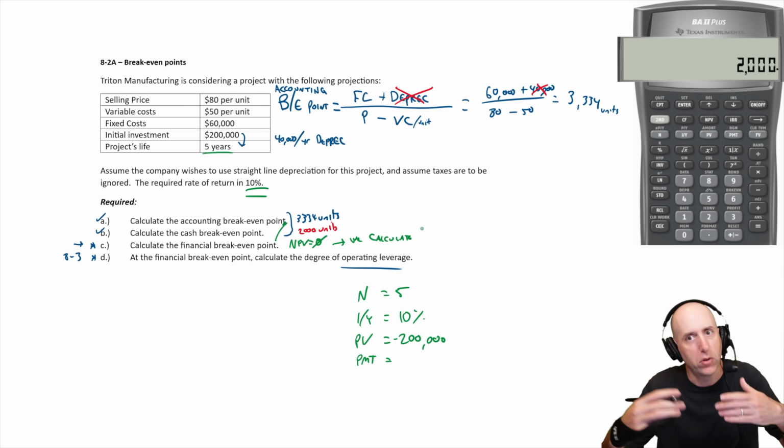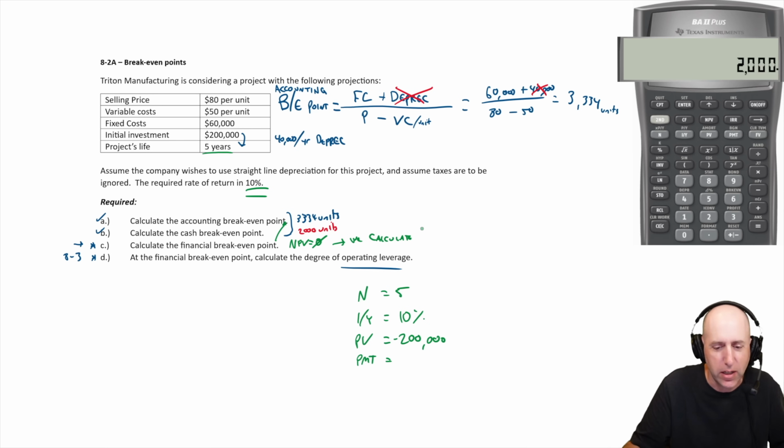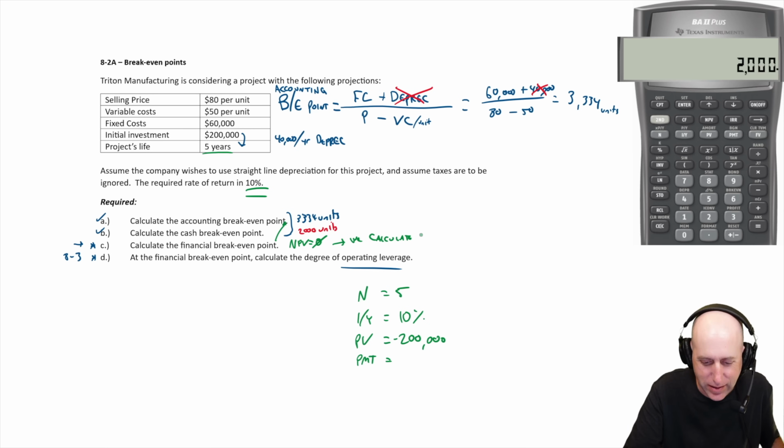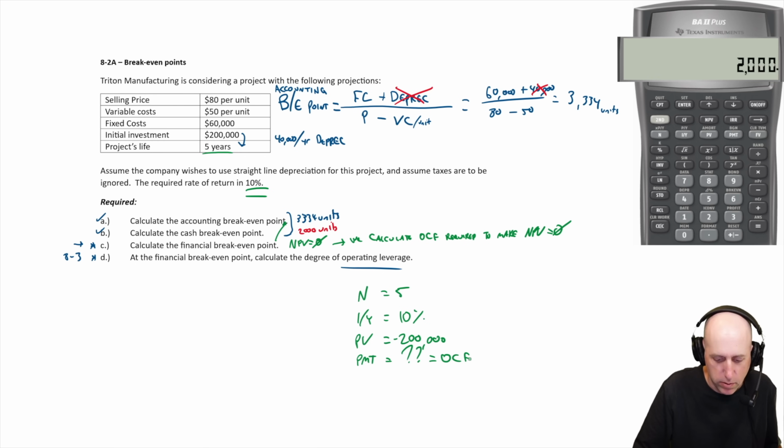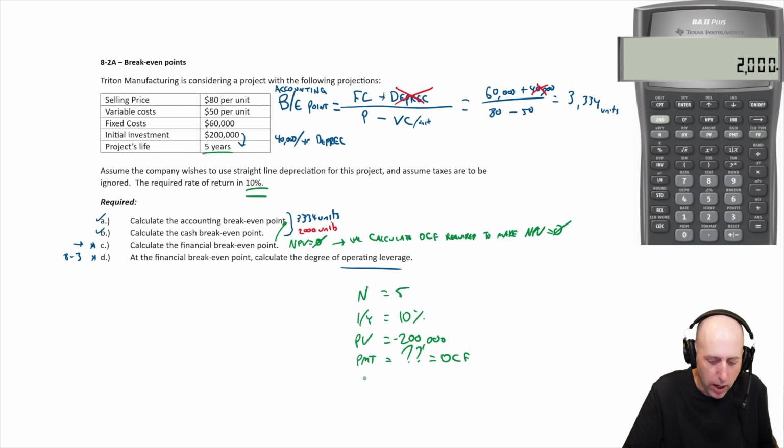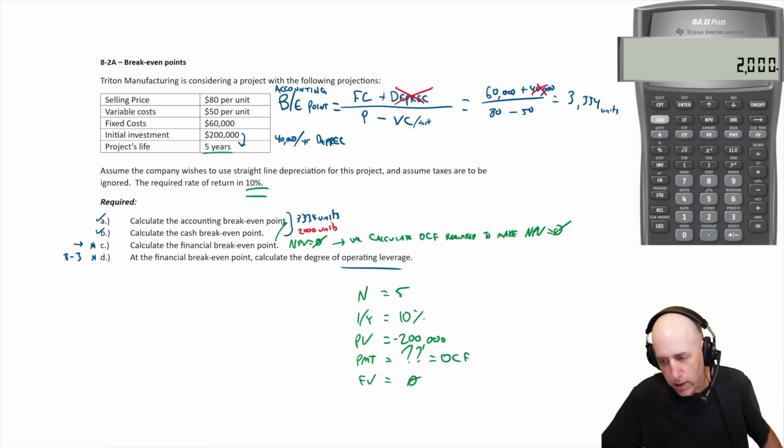And again, this is building on material from last chapter. If you're shaky on operating cash flow, that's an important concept here. Operating cash flow required to make NPV equal 0. So that's what the PMT is. That's what we're solving for. That's our OCF, and again, we can use OCF in other calculations shortly. Our future value here is 0, and so we've got one variable. Let's solve for it.